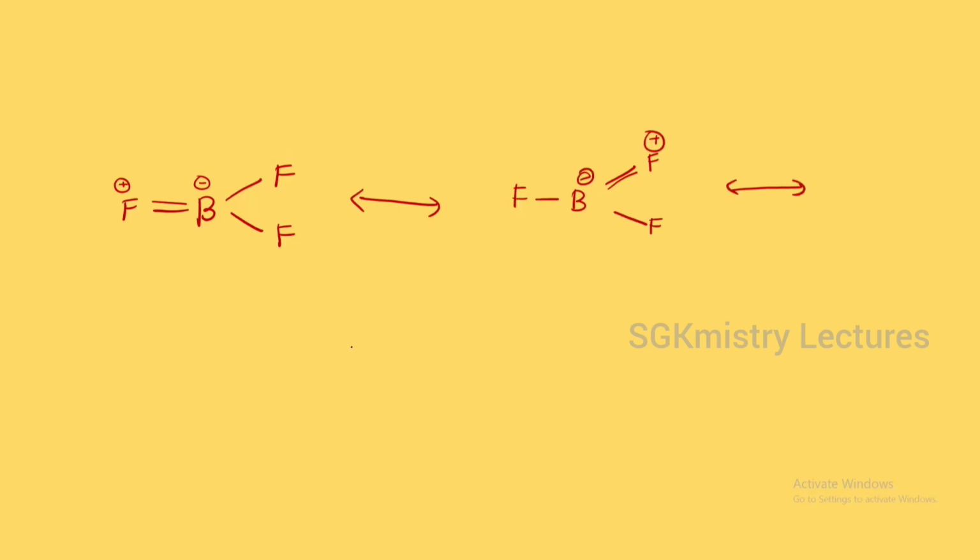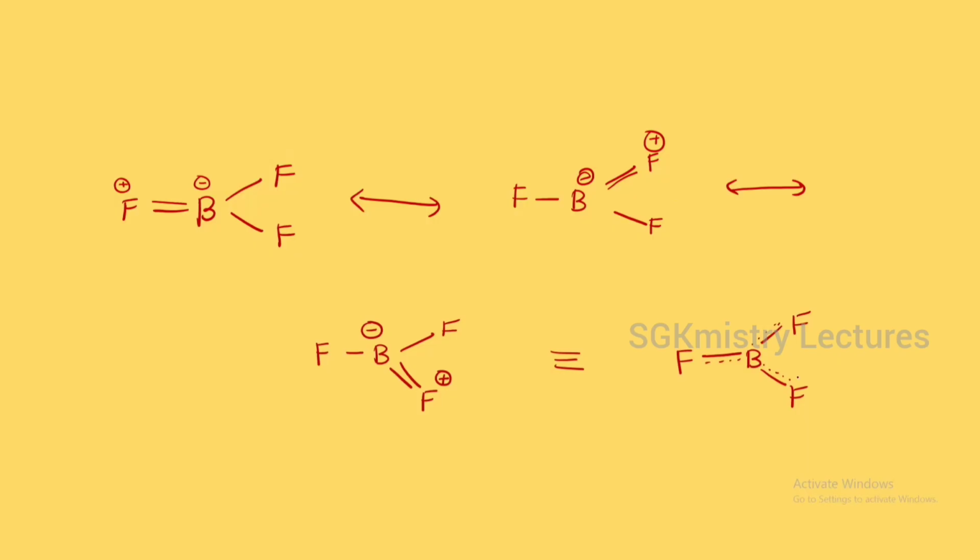I can also write one more structure: F, B, here F, here F, because of the back donation. So here plus and minus. Because of the back donation, I can also write the resonance hybrid of the structure: F, here B, F and F. Now overall there is partial double bond character, mainly because of back donation. So I can write it in this way.